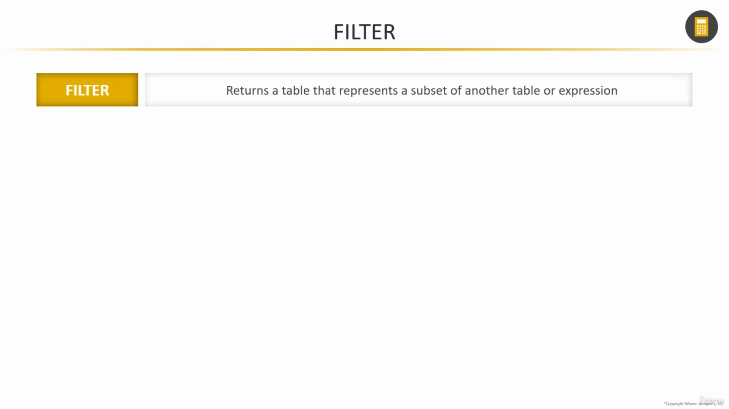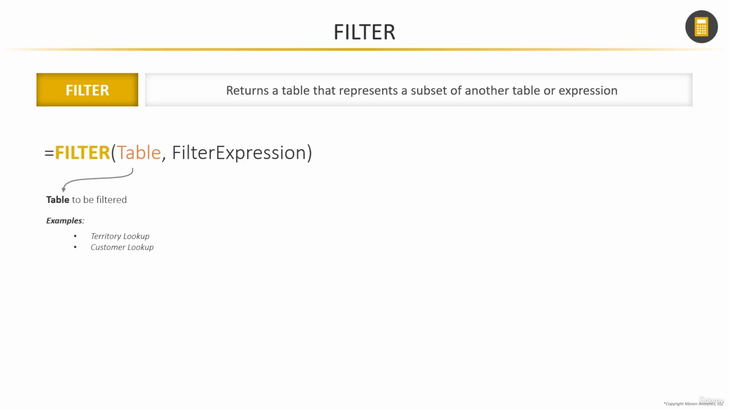All right, in this lecture, I want to talk about a DAX filter function called filter. Now, filter by definition returns a table that represents a subset of another table as defined by some sort of filter expression. So, a very simple syntax here. First argument is the table that you'd like to filter. This could be a lookup or a data table, doesn't really matter, just needs to be a table.